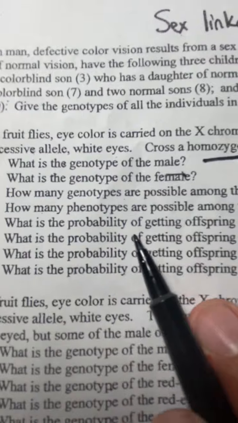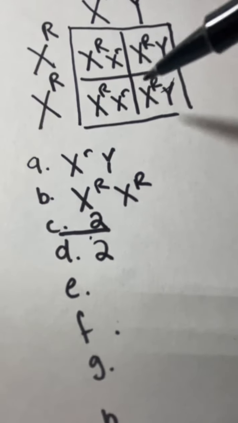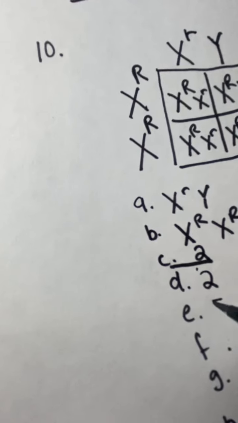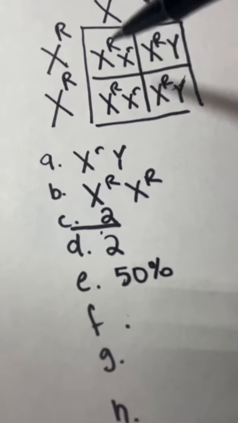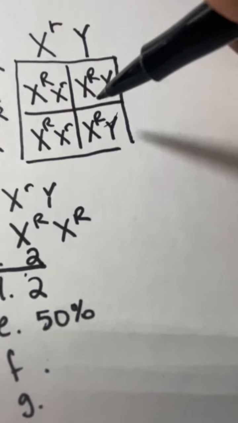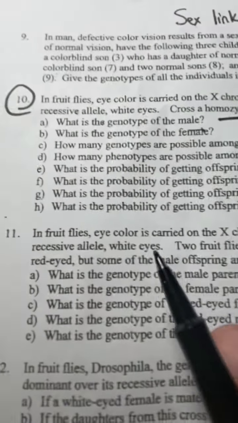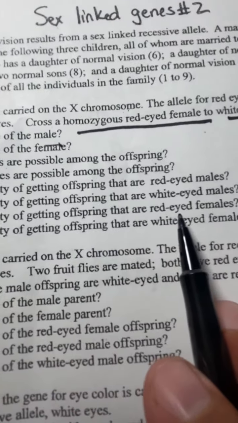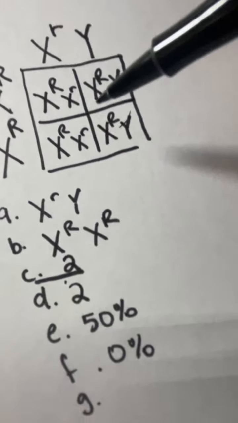E, what's the probability of the offspring that are red-eyed males? There's 2 ways we can look at this. There's a 50% chance of having a boy, and all the boys will be red-eyed males. So I'm going to say 50%. That's what it's going to be, because it's just 50% chance having a girl, 50% chance having a boy. All the boys will be red eyes, and all the girls will be red eyes. So then, F, what's the probability of having offspring that's a white-eyed male? That's 0%. None of the males are white-eyed.